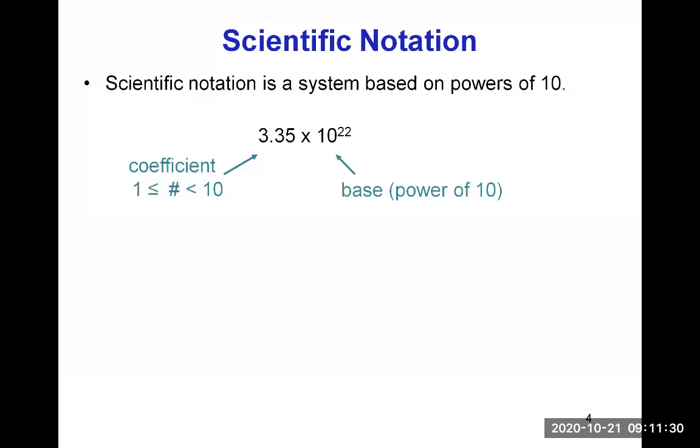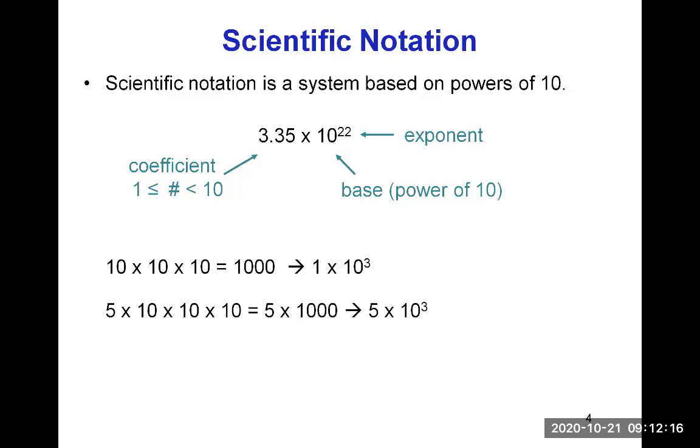This is the base, and that's the power of 10. So it's multiplied by 10 to the power of the exponent. 22 here is the exponent. So for example, when we have 10 times 10 times 10, which is 1,000, in scientific notation this would be written 1 times 10 to the third, because it's like 1 multiplied by 10, 3 times, and so 10 multiplied by 10 three times is equivalent to 10 to the third.